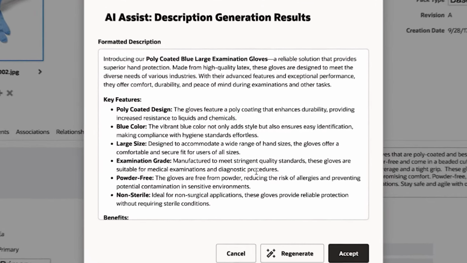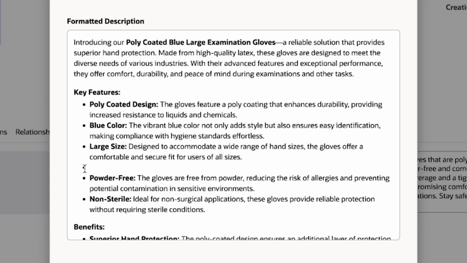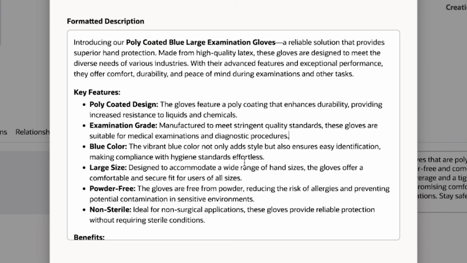Marie feels good about the description, but it's not quite perfect. She decides to reorder the bullets to better reflect what she feels buyers value. Then, she wants to tweak how sizing is represented, since that's a common reason for product returns.